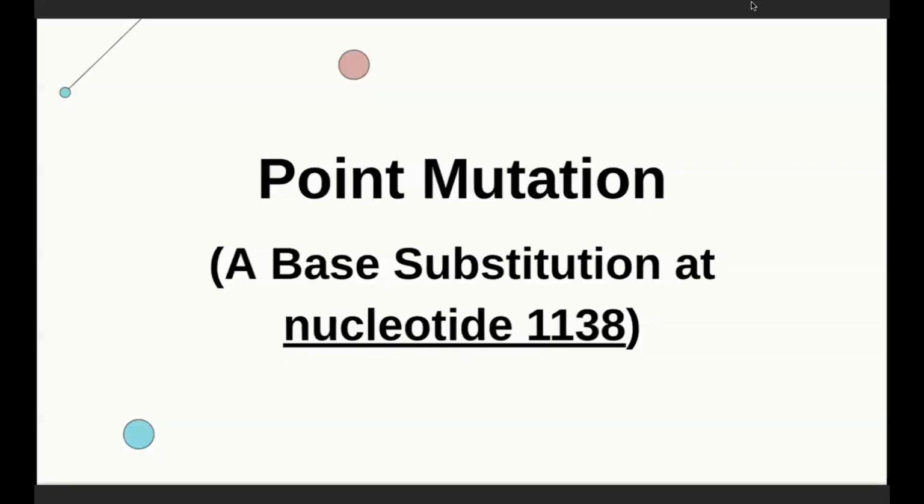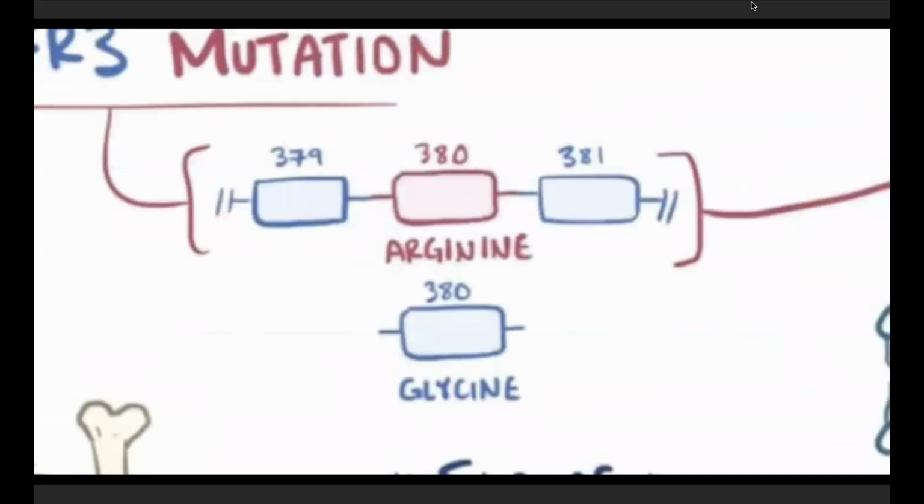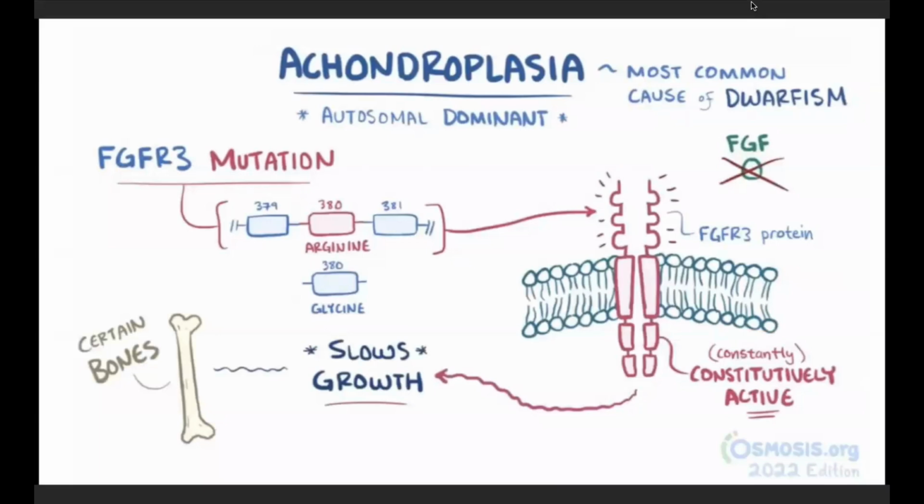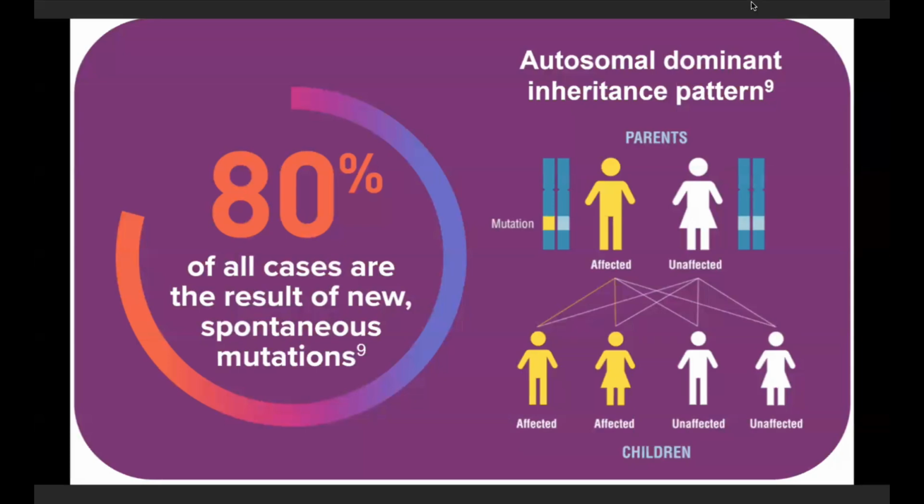This is a point mutation, specifically a base substitution in nucleotide 1138, where G is replaced by A. This leads to an amino acid change from glycine to arginine at position 380 in the protein, called the G380R mutation. Achondroplasia is inherited in an autosomal dominant pattern, meaning just one mutated copy of the gene is enough to cause the disorder. About 80% of cases result from spontaneous mutations, often linked to older paternal age.